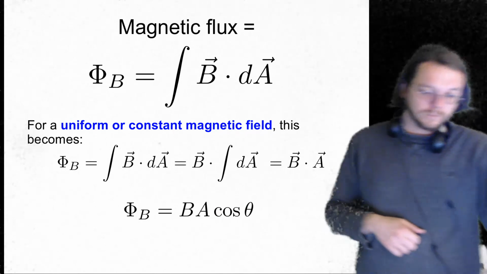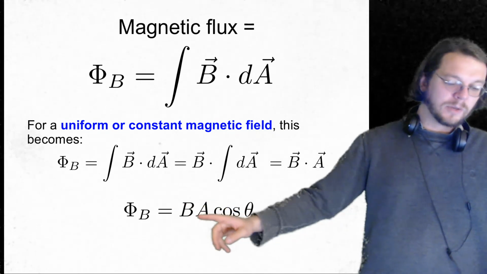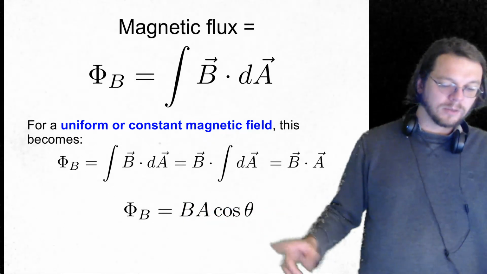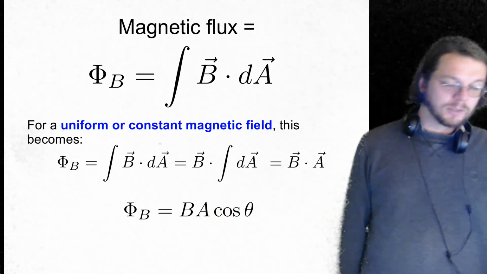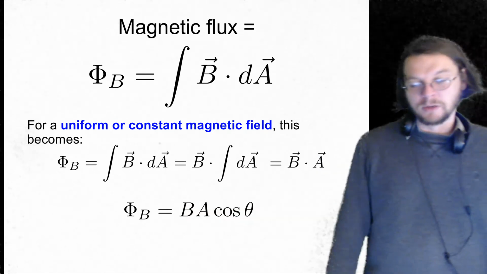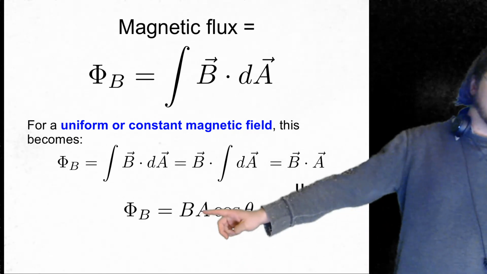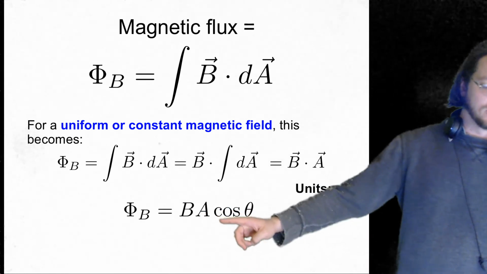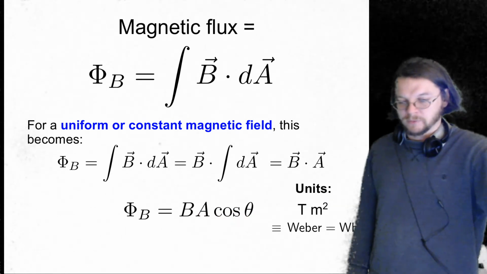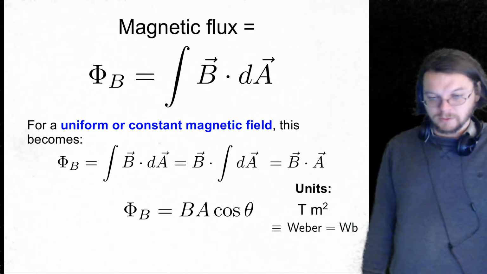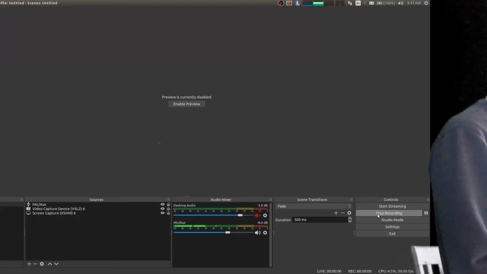And so if any of these three things change, the magnetic field, the area, the angle, that can produce a changing magnetic flux, and that changing magnetic flux can produce an electromotive force. If you look at the units, you'll notice this is Tesla meter squared, which is also named after Weber, who was one of the first great American scientists, actually. So, good job. All right.